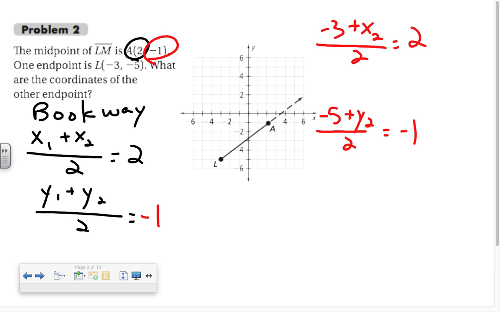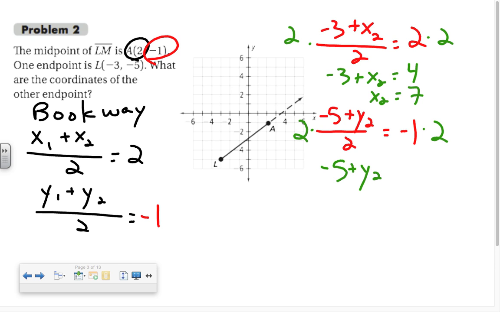And then I solve for my two variables. So I multiply both sides by 2 in this equation. I get negative 3 plus x sub 2 equals 4. And when I add 3 to both sides, x sub 2 is 7. Same idea here. I multiply both sides by 2. I get negative 5 plus y sub 2 equals negative 2. I add 5 to both sides, and y sub 2 is 3. So the answer is 7, comma 3.